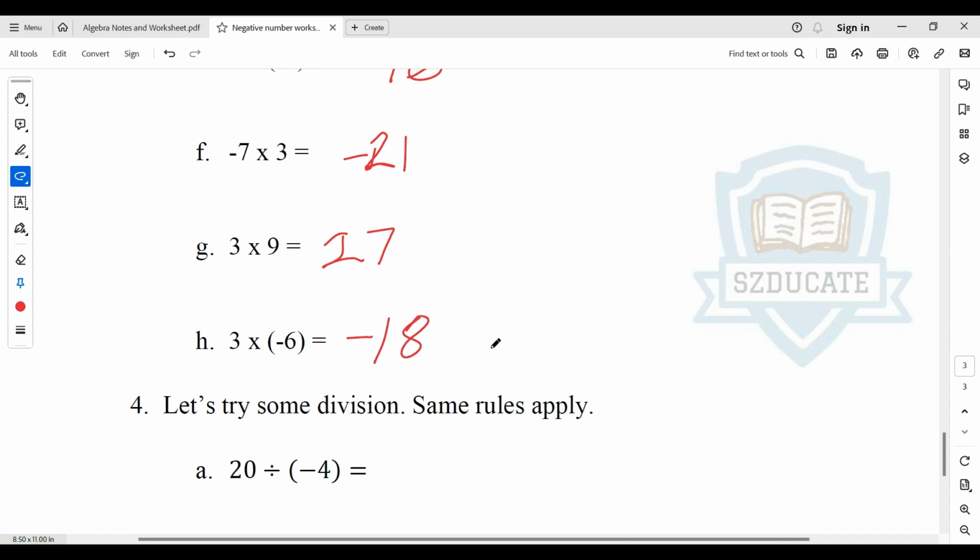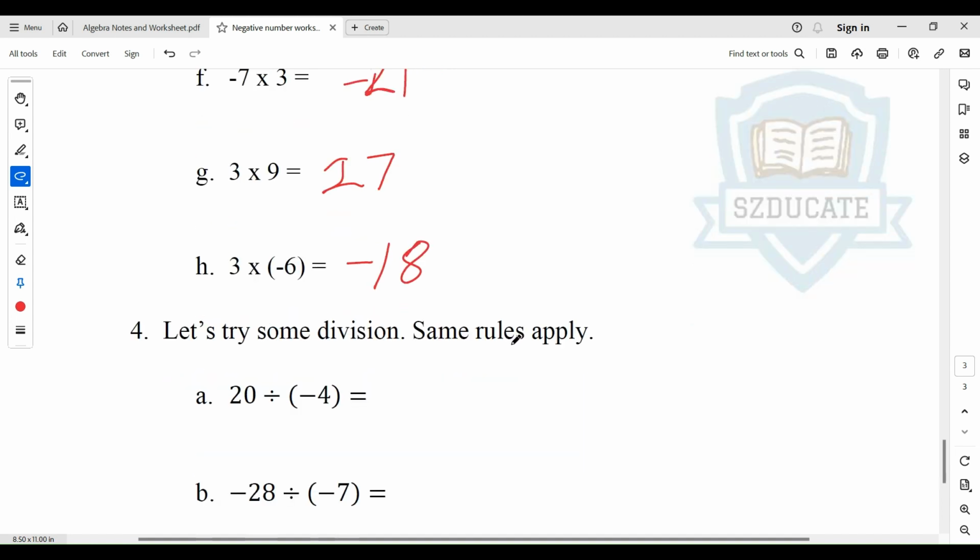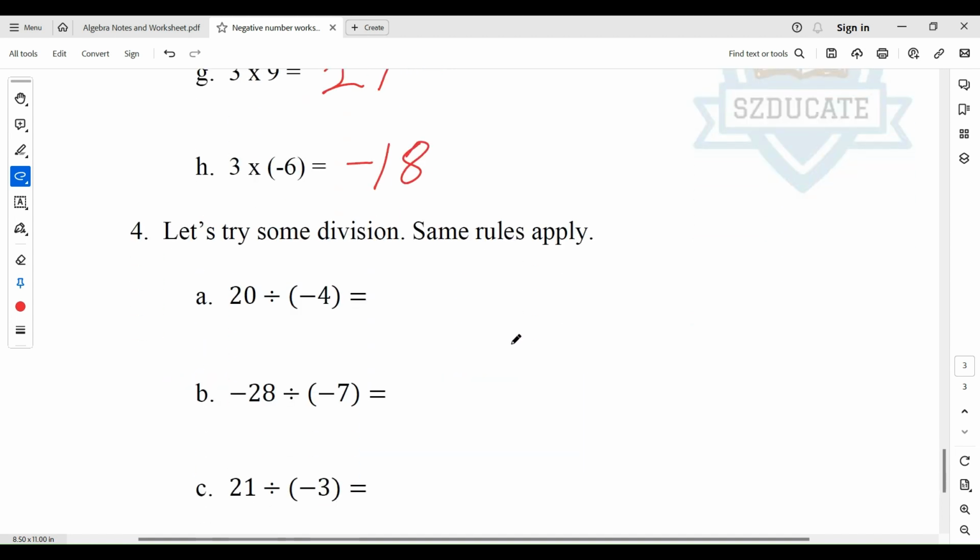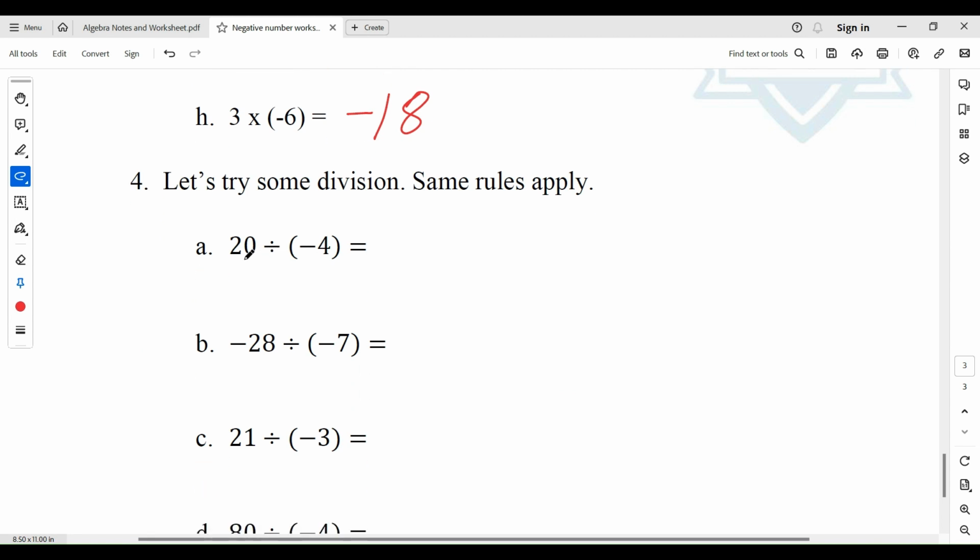Okay, we're going to try some division. Notice that I didn't do any division in the PowerPoint. But actually not much difference. It's still the same. Multiply or divide is actually the same. The same rules apply. So 20 divided by negative 4. Same thing. 20 is positive. Divided by negative 4, negative. So positive, negative. The signs are different. So your resulting answer is negative. 20 divided by 4, 5.